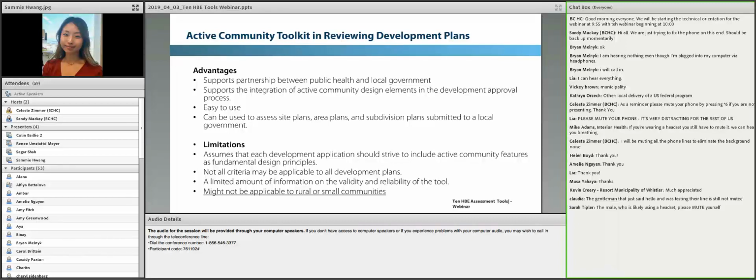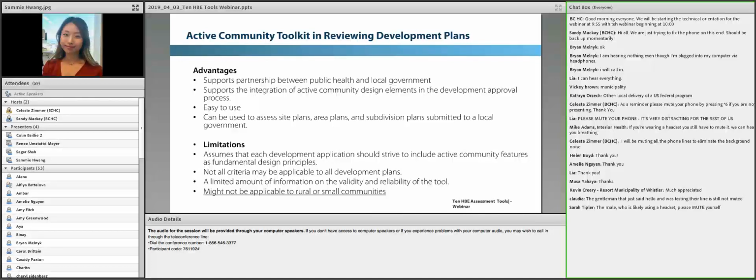It has questions that mostly start with, does the plan, and then the reviewer can either answer yes or no or not applicable. To make it really clear, the words are underlined to emphasize what aspect of the built environment is being evaluated. And for health professionals, it can be used to assess site plans, area plans, subdivision plans from the local government, and it encourages both local government and public health or HB specialists to integrate HB and active design principles into the proposal.